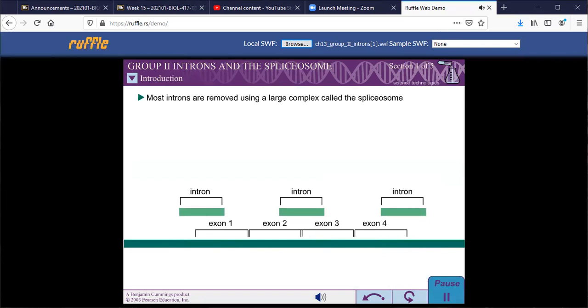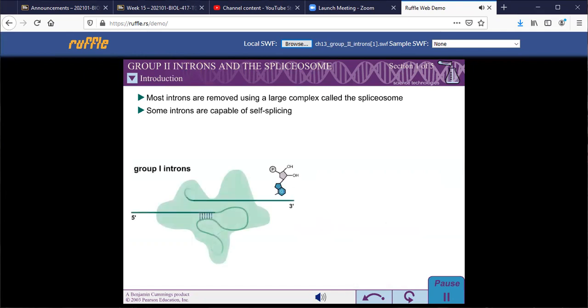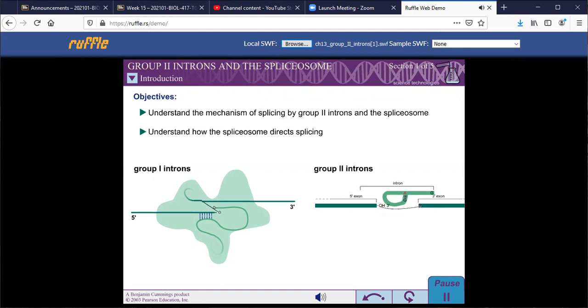While most nuclear pre-mRNA transcripts are spliced using a large complex called the spliceosome, some introns are capable of catalyzing the chemistry of their own release. These self-splicing introns are divided into two classes based on their mechanism of self-splicing: Group 1 introns and Group 2 introns. Group 1 introns are described in a separate exercise. When you have completed this exercise, you should understand the mechanism of splicing by Group 2 introns and the spliceosome, and understand how the spliceosome directs RNA splicing.